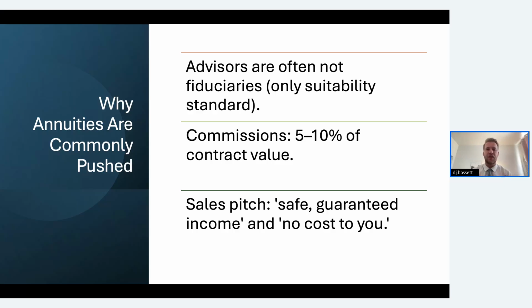A few of the things I wanted to bring up here, and the reasons they're pushed, is because typically annuities are sold on commission. And it's a good, easy sales pitch, right? Everybody loves to hear safe, guaranteed income, or safe growth. You're not going to lose any money. So it plays to a lot of fears that people may have about the market. But the top one that I have is that advisors are often not fiduciaries.